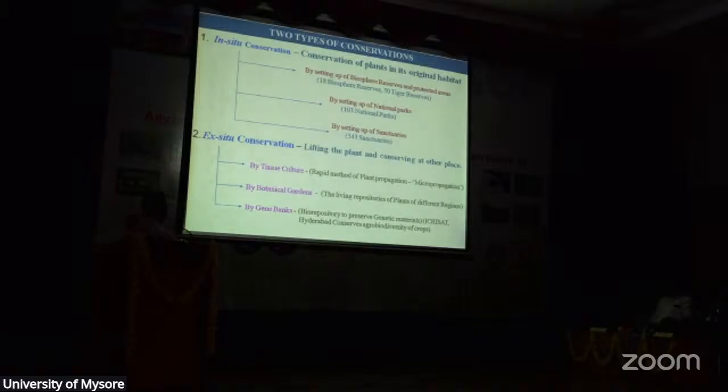Generally, ex situ conservation is lifting the plant from its original habitat and conserving it by giving near-natural conditions. Either it may be in a lab or in any garden anywhere, and it may be conserved. So here, three important aspects are there: one is tissue culture, the second is botanical gardens, and the third is gene banks. This aspect I will touch upon a little bit.